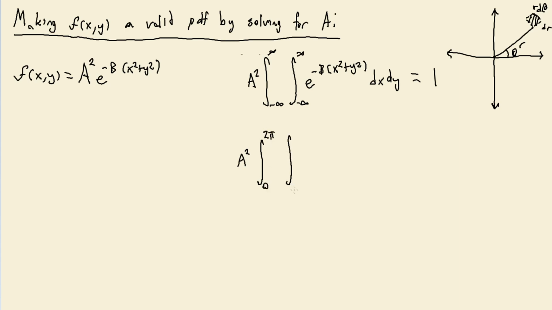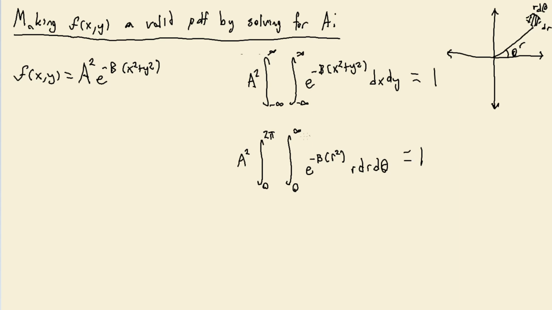And then if we're integrating our radius, negative radius isn't really a thing, it's just the same radius but flipped 180 degrees, or pi radians. And so we're going to integrate from 0 to infinity with respect to the radius. And then here, we're going to have e to the negative b times r squared. That's where we get x squared plus y squared is just r squared. And then here, instead of dx dy, we're going to have r dr d theta, and we want this to be equal to 1.